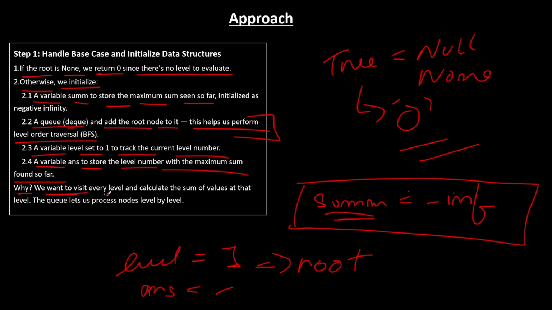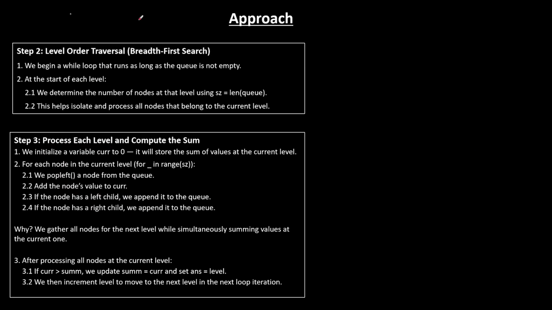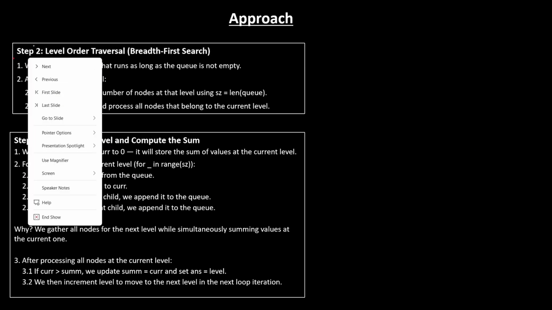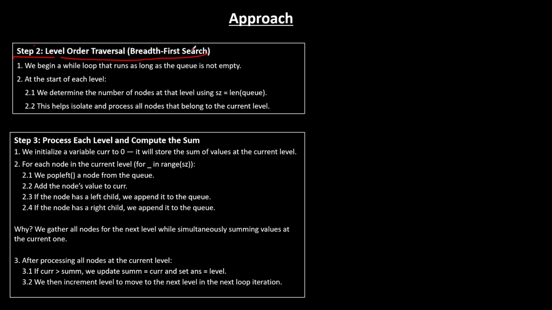Why? Because we want to visit every level and calculate the sum of values at the level. The queue lets us process nodes level by level. Now in step 2, we will perform the level order traversal, which is BFS. We begin with a level queue like this.